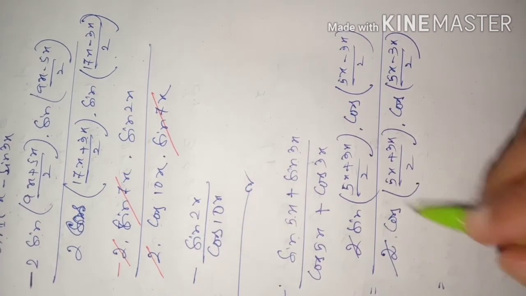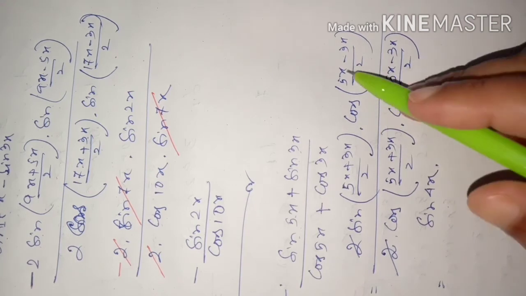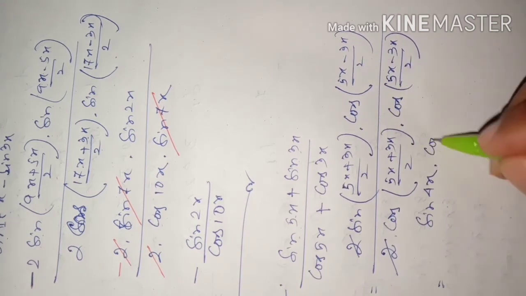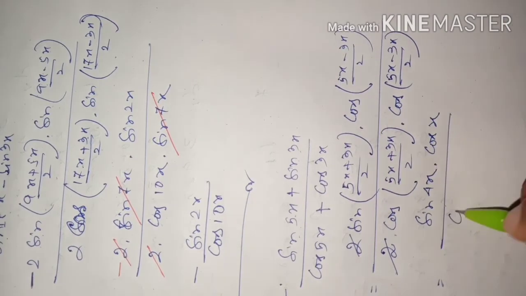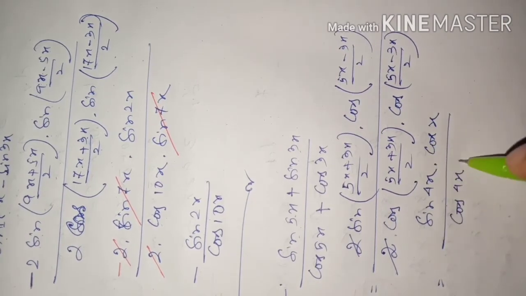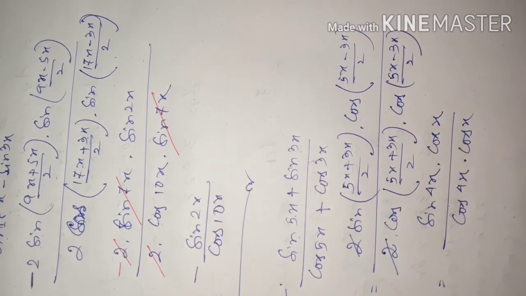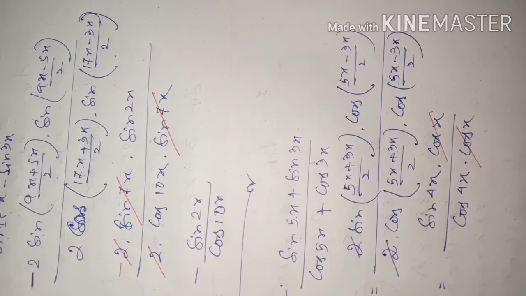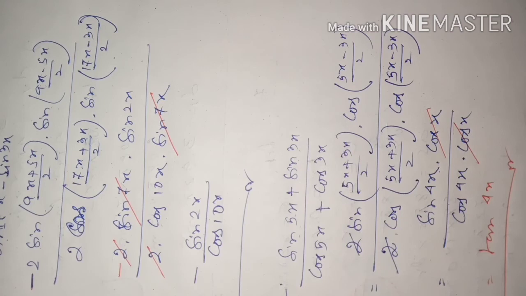Then the 2 is cancelled. Sin 8x by 2 is sin 4x, then cos 2x by 2 is cos x. Down there cos 8x by 2 is cos 4x, cos 2x by 2 is cos x. Then both will get cancelled. The result will be tan 4x, because sin 4x by cos 4x is tan 4x. Okay, dear students, this is our answer.